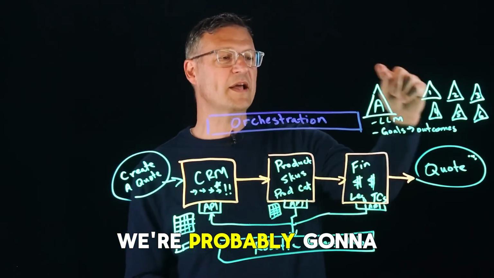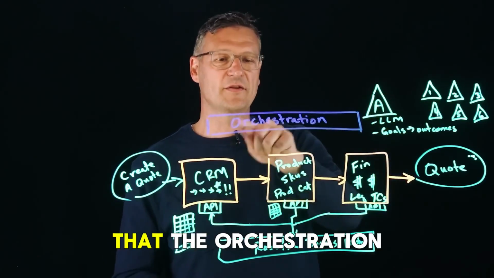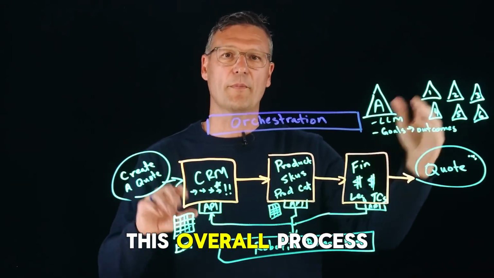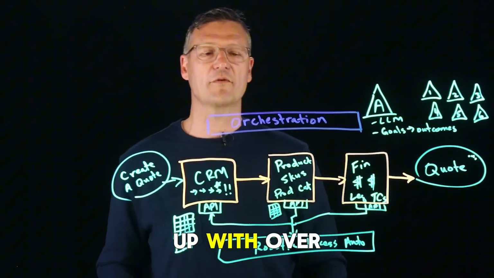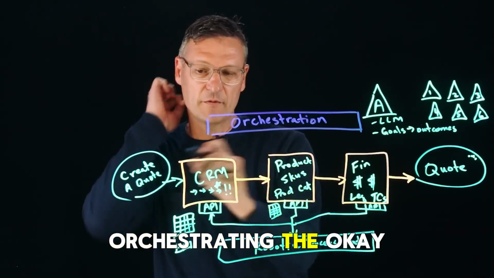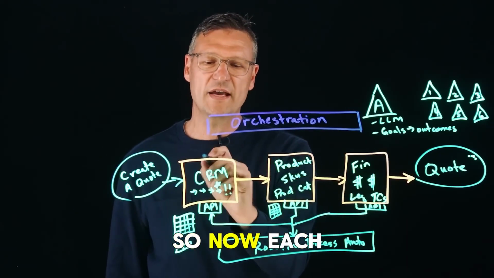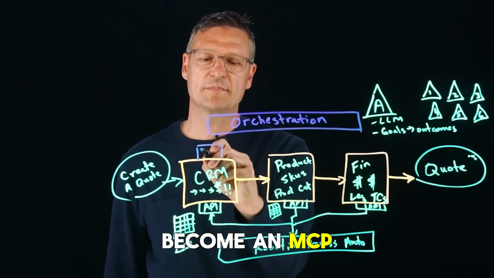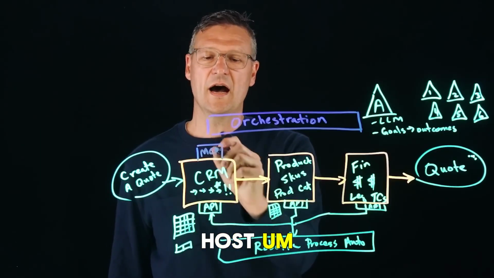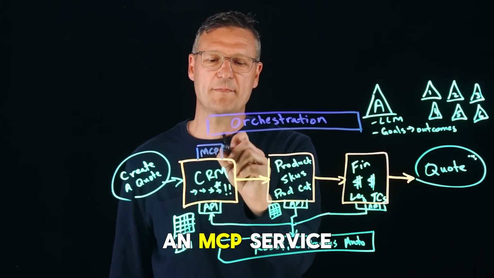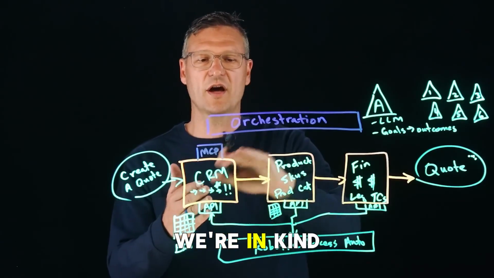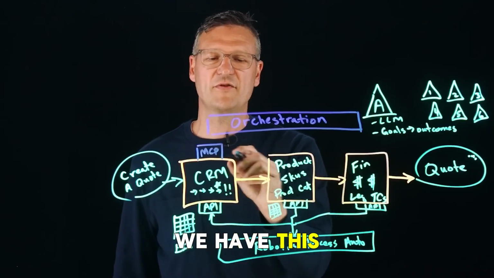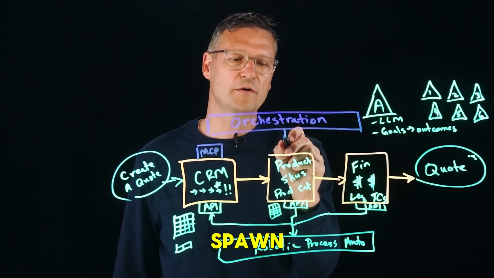So we're probably going to have a master agent for this process that the orchestration layer is going to leverage to delegate parts of this overall process to this little army of agents we're going to end up with over here. So when we're orchestrating, we want to create a quote. Now each of these resources, like our CRM, for example, is going to need to become an MCP host, and it's going to need to spawn an MCP service, very similar to down here. We're in a client-server architecture, so not much is changing in terms of the overall framework.